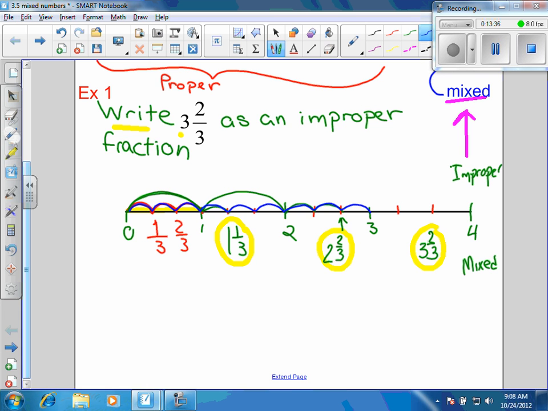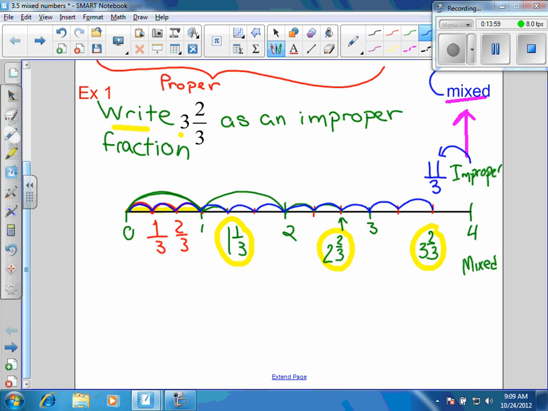To get to the 3, there's 9 little jumps. So 10, 11. So this says 11 little jumps, and how big is one jump? What size? Thirds. So the improper is 11/3. Do you see that? So the improper counts the little jumps, and the mixed counts the big jumps.